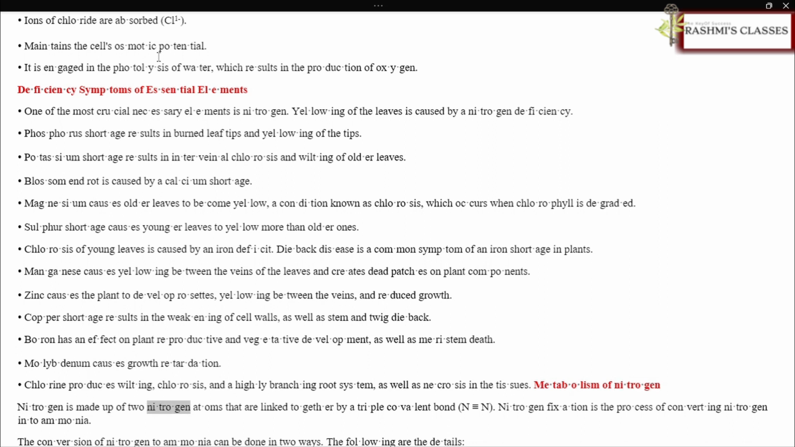Nitrogen is made up of two nitrogen atoms that are linked together by a triple covalent bond, N≡N. Nitrogen fixation is the process of converting nitrogen into ammonia. The conversion of nitrogen to ammonia can be done in two ways. The following are the details.